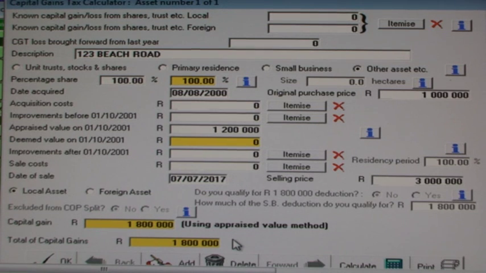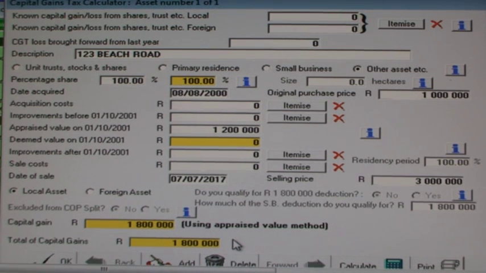What if we did not have the property valued on 1st of October 2001? Well, then we have to use what SARS calls the time apportioned base cost, or TAB method, to work out a deemed value or base cost on 1st of October 2001. Using the formulas in paragraph 30 of the 8th schedule to work out the time apportioned base cost can be very difficult, but let's have a look at some simple examples which we can work out manually.